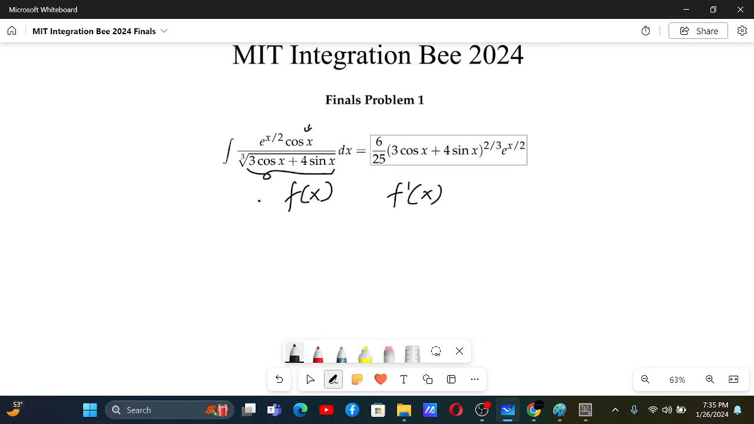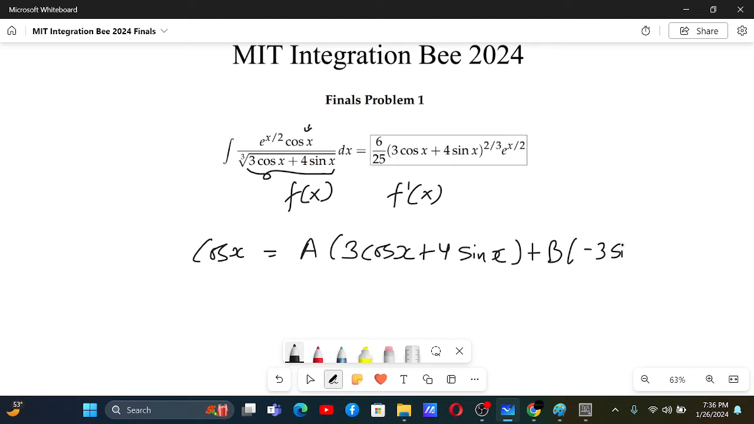So let's try to do that. Basically, we will try to express cos x as some constant multiplied by the function, plus another constant multiplied by the derivative of the function, which is minus 3 sin x plus 4 cos x. Now after this we have to solve for a and b that make this statement true.